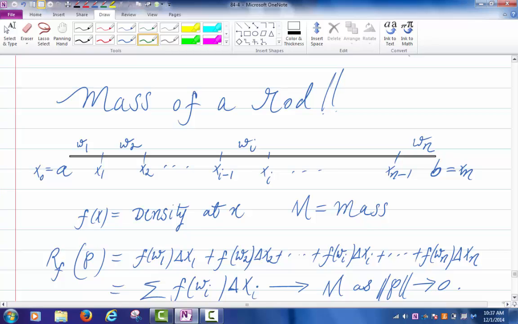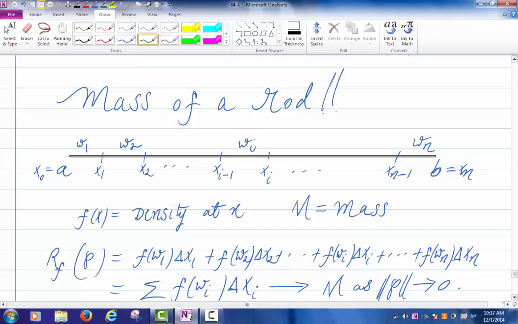So what would you do in order to approximate that? Well, let's divide the interval from A to B. Let's divide the rod into smaller pieces, tiny pieces. Let's think about n being very big, millions. You are partitioning the rod into tiny pieces. Am I making sense? In each subinterval, you're picking W1 and looking at f of W1, which is the density of the rod at W1.